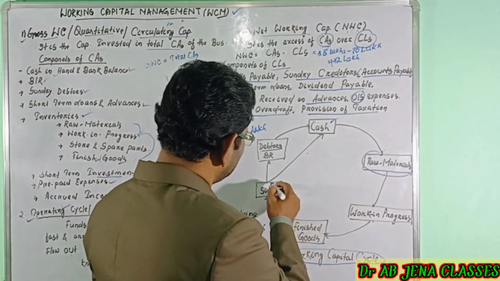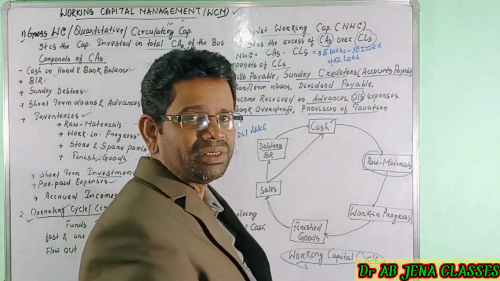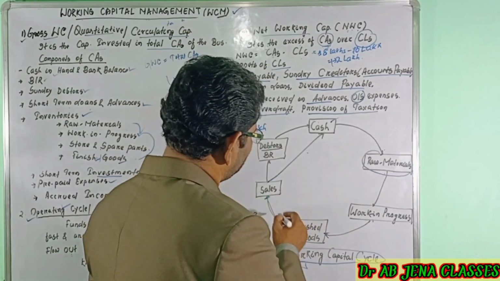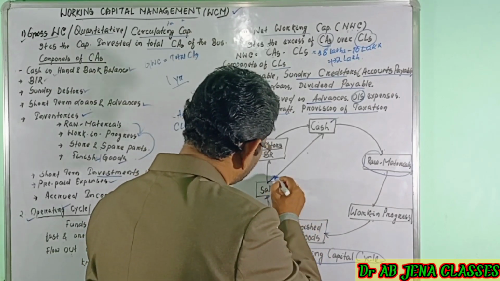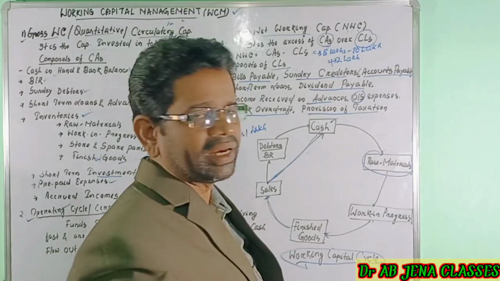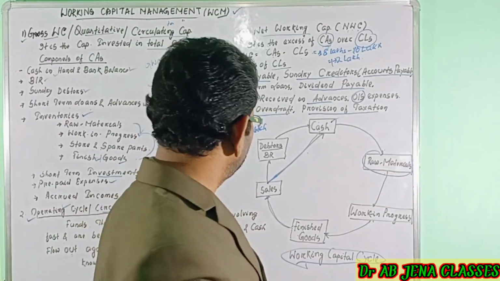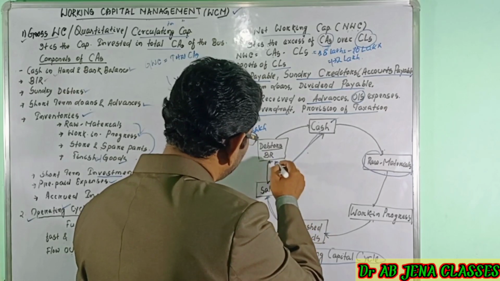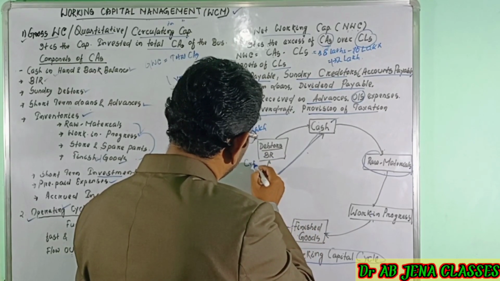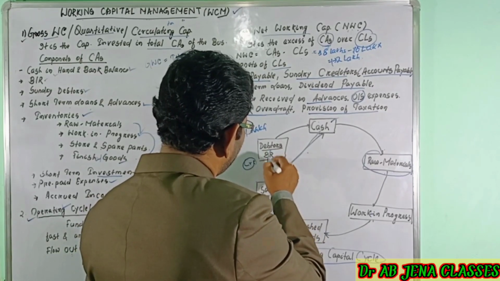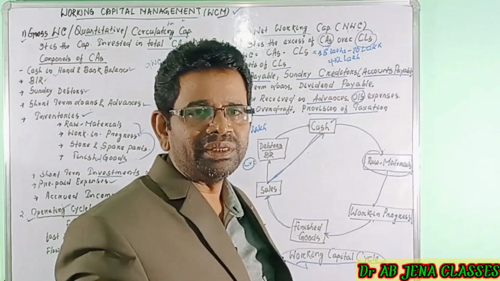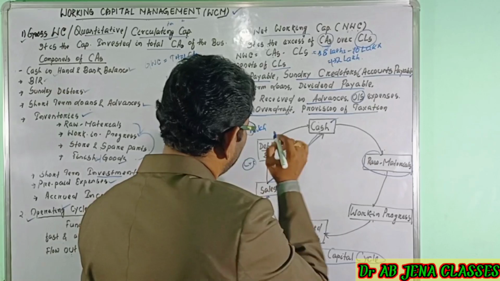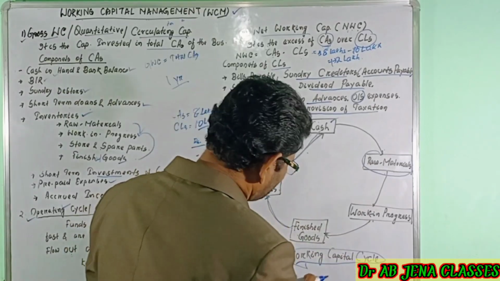Your business may sell the finished goods. Suppose all the finished goods are sold on a cash basis, then here again it is cash. If your business sells the finished goods on a credit basis, then here you have the debtors. Then you have to receive the BR, that is, the bills receivable. So that is the working capital cycle.